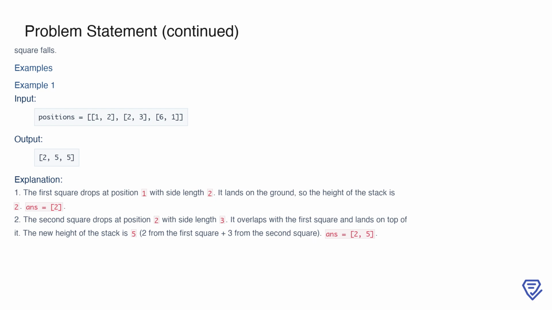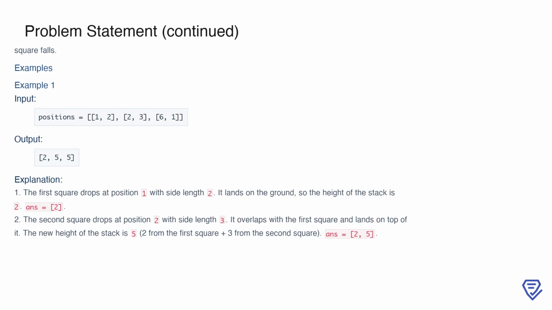Consider the input positions equals [1, 2], [2, 3], [6, 1]. The first square drops at position 1 with a side length of 2. Since there's nothing beneath it, it lands on the ground, and the height of the stack is now 2. So, the first value in our result is 2.